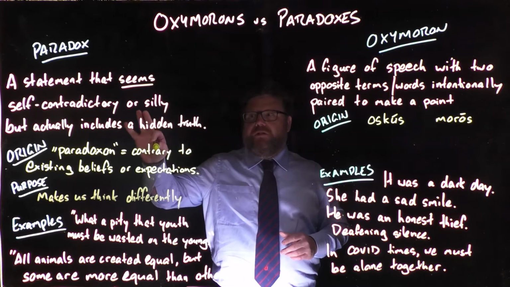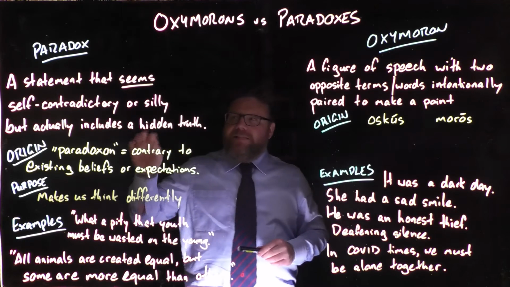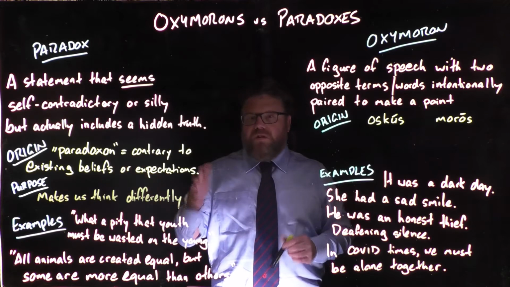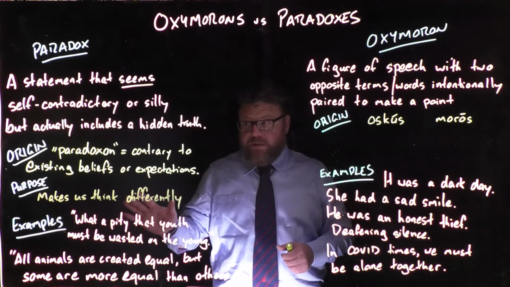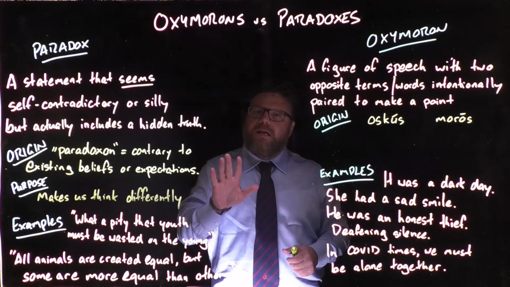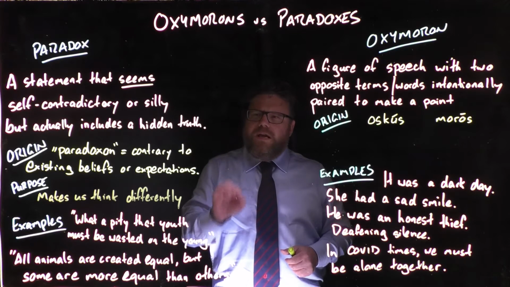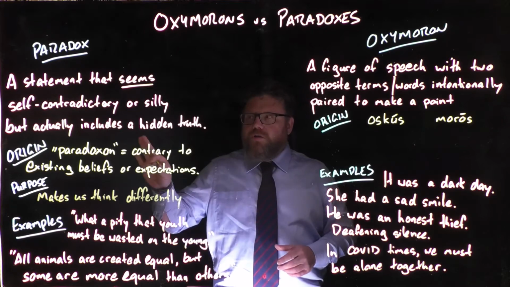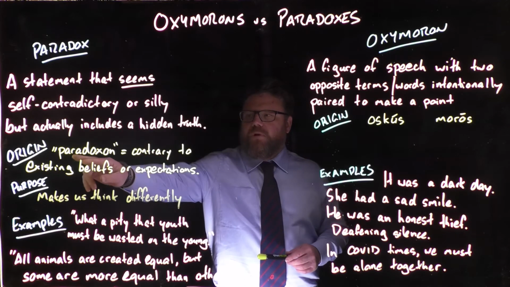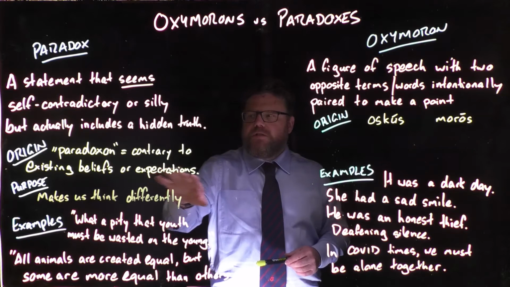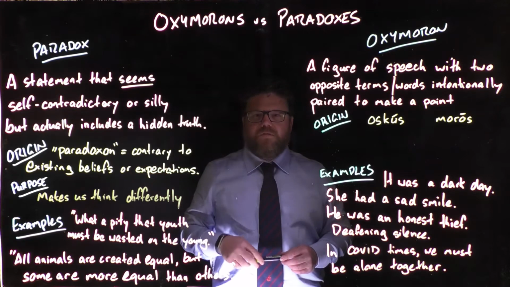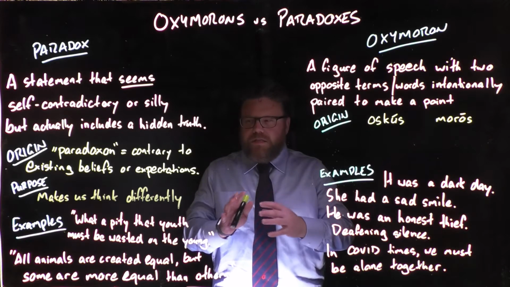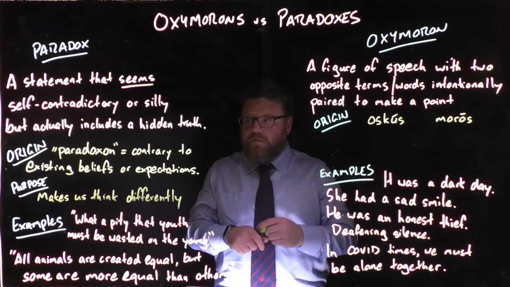First of all, a paradox is a statement that seems self-contradictory. It seems to contradict itself, or it just seems plain silly on the face of it. But actually, if you read it and sit with it and think about it for a little while, it includes a hidden truth. The origin of the word paradox comes from the Greek word paradoxon, which means contrary to existing beliefs or expectations. So it's not what you expect when you first read it. You need to sit there and think about that hidden truth.